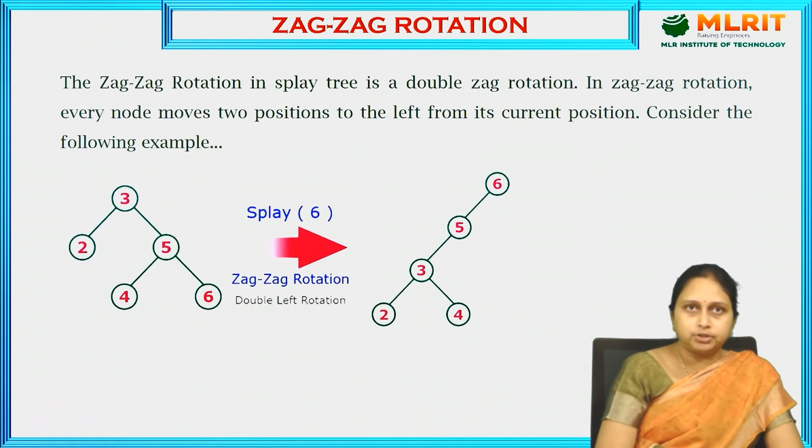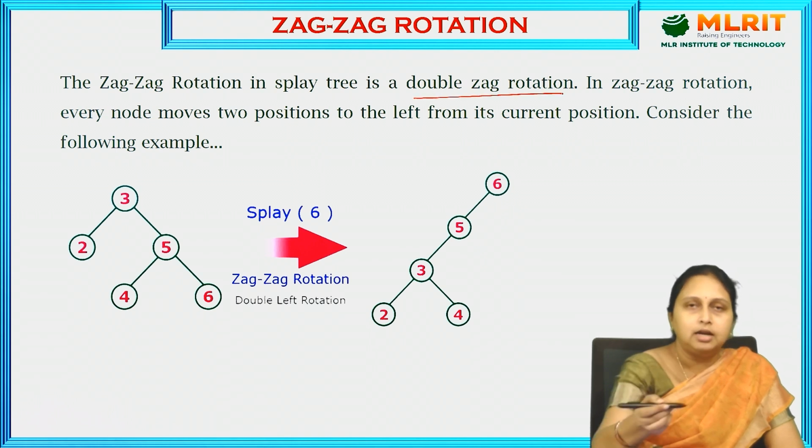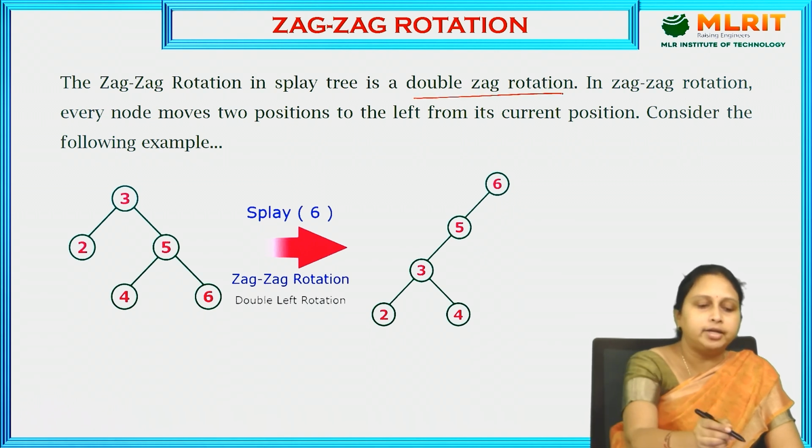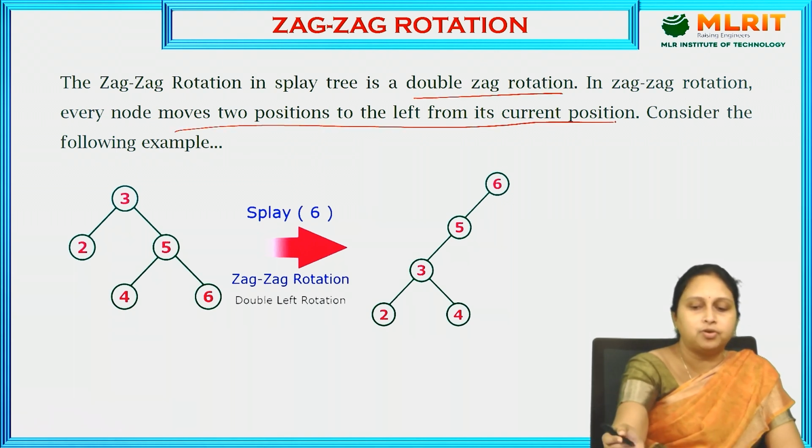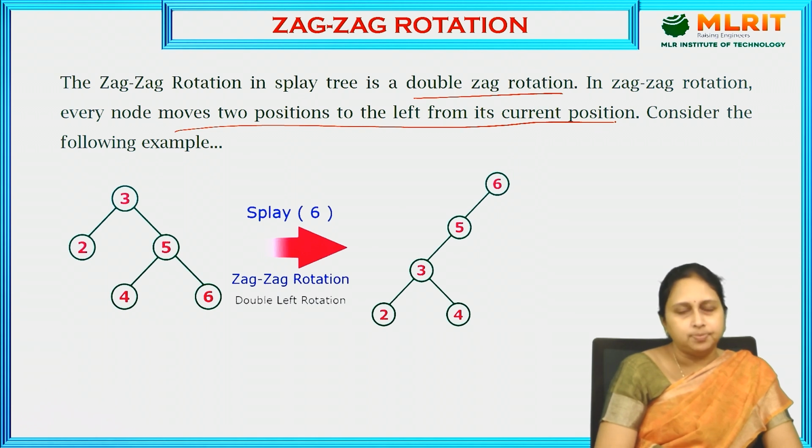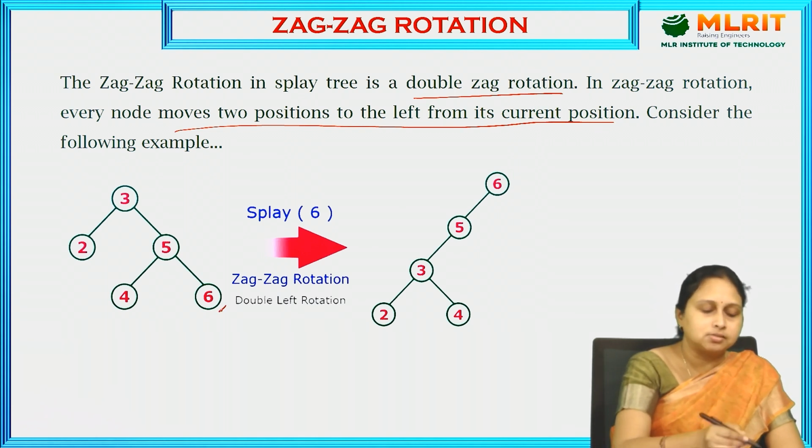Zag rotation is nothing but left rotation. Double left rotation we are going to do. We are going to move 2 positions to the left from its current position, right? Now, according to that, apply splaying on 6.